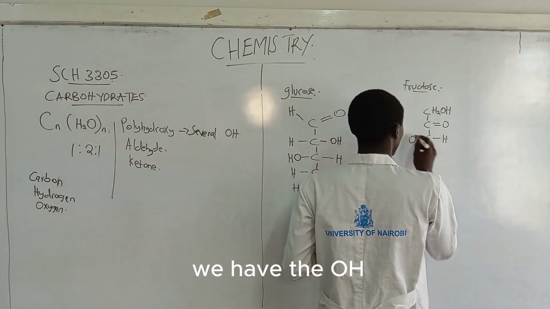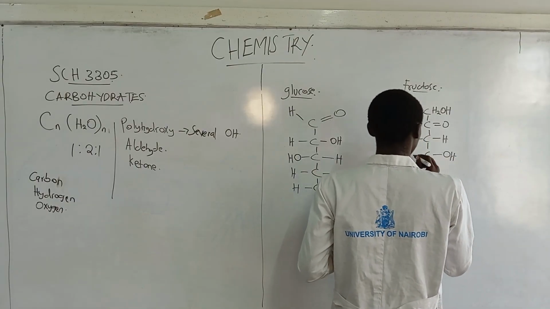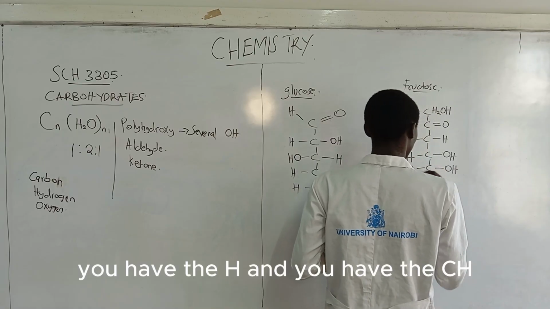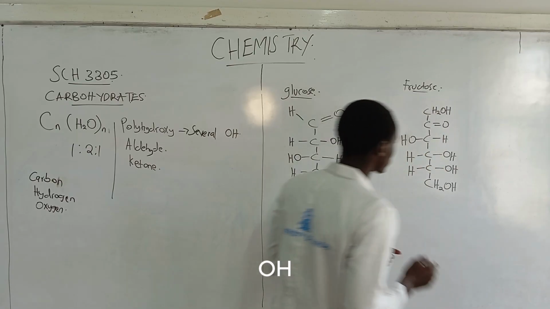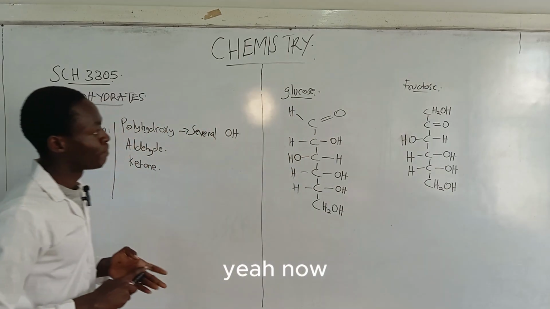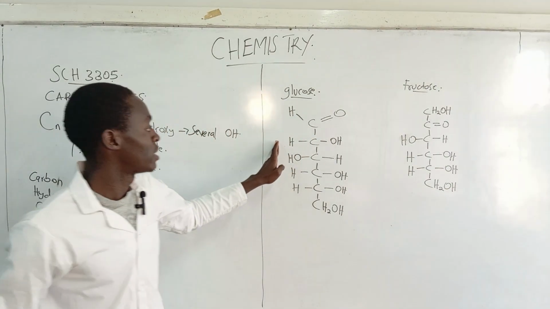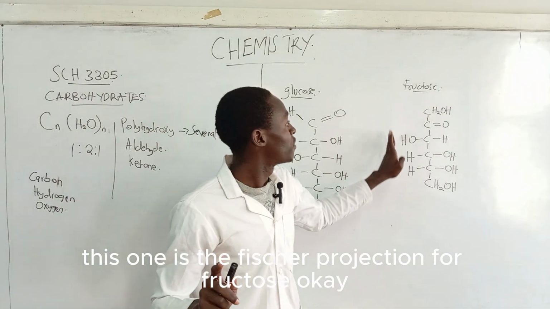We have the OH. Then over here we have the OH, H, OH. You have the H, and you have the CH2OH. Yeah. Now, this one is the projection for glucose. This one is the projection for fructose.